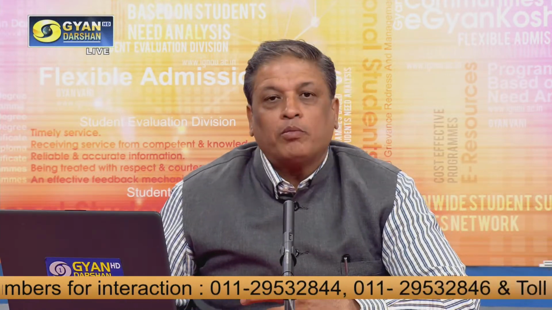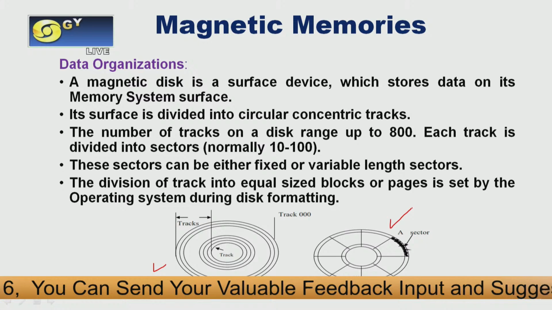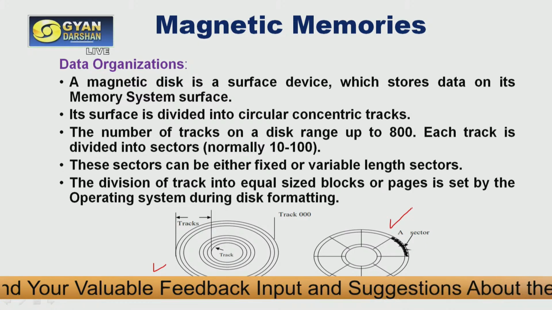We are going to learn how to calculate the storage capacity and the storage density of the memory device as the session proceeds. These concentric circles are referred to as tracks, and the tracks can range up to 800, and each track is divided into sectors, which are normally in the range from 10 to 100. These sectors are either of fixed length or of variable length, depending upon the technology we are using, and these sectors are in fact divided into an equal number of blocks.